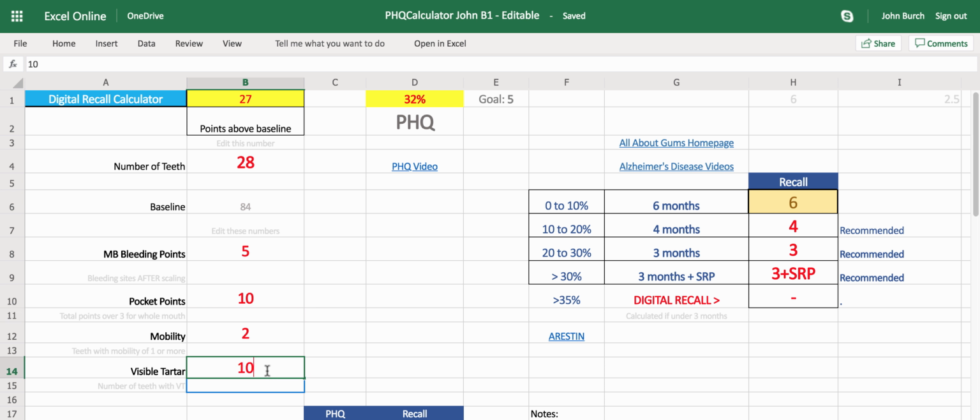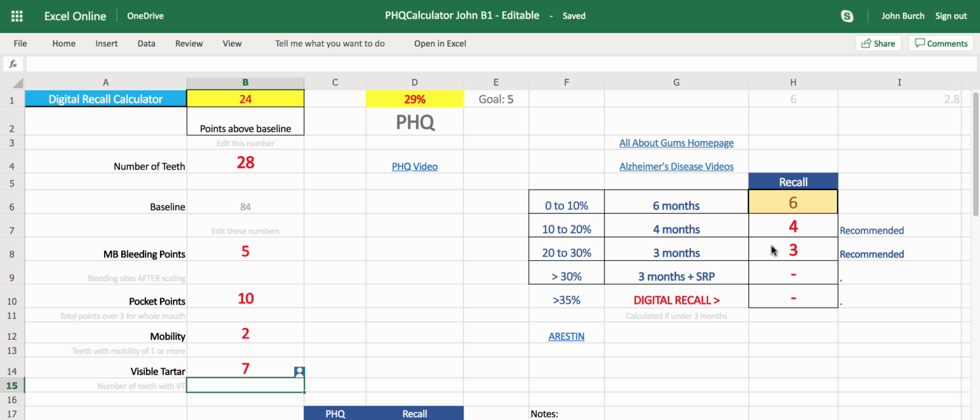And down here is the big one. We say visible tartar on teeth. Let's just say this is 7. Now what happens here is this calculates a thing called the periodontal health quotient. Here is a video on that subject, but most importantly, it calculates the recall. It's digital. And over here, if the person happens to have 5 bleeding points, pocketing over normal, 10 mobility, and 7 visible tartar, they get a PHQ of 29. 29 is right in here, so that tells them they need a 3-month recall.